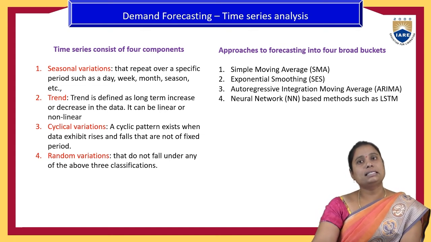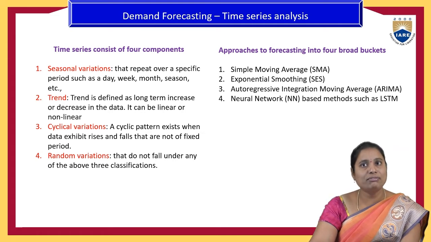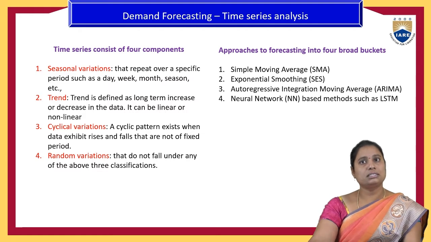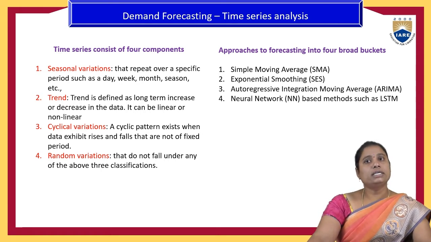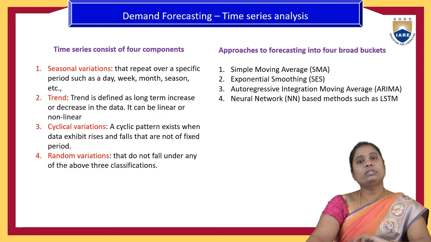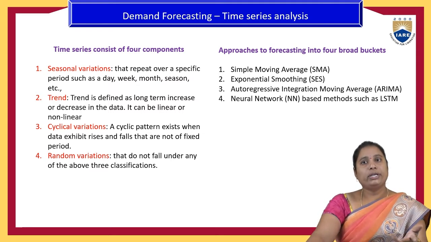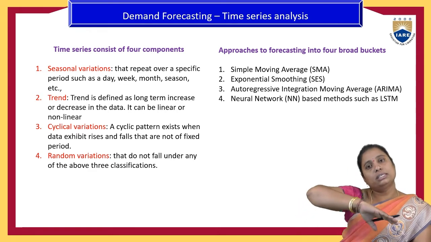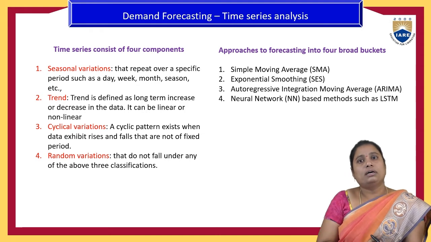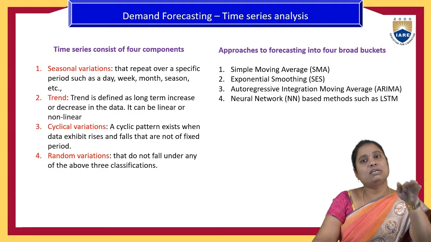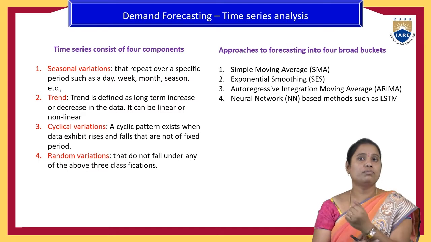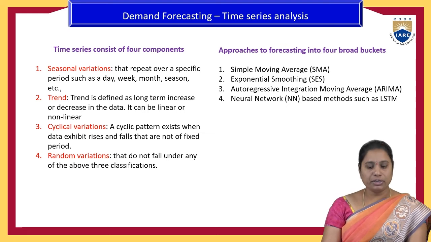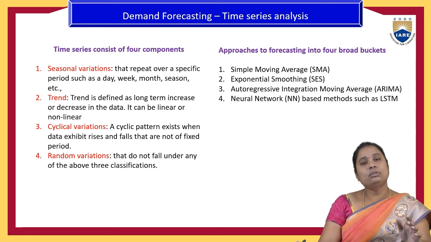This time series analysis consists of four components. First, seasonal variations, that repeat over a certain period such as day, week, month, etc. Second, trend projections, that is a long term increase or short term decrease, whether linear or non-linear, and how the trends are changing. Third, cyclical variations, cyclical patterns, like what the rising factors or slowdown factors are, what the fixed time period is for the rise of sales of a product, or the reductions, and in which situations it is going to reduce. And fourth, random variations, which do not fall under any of the other three classifications.